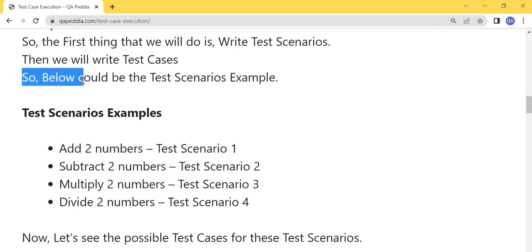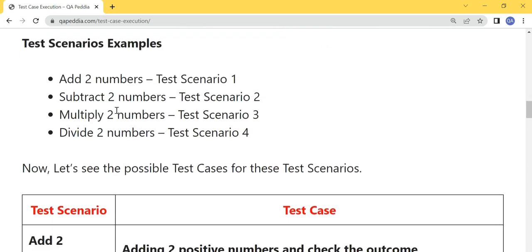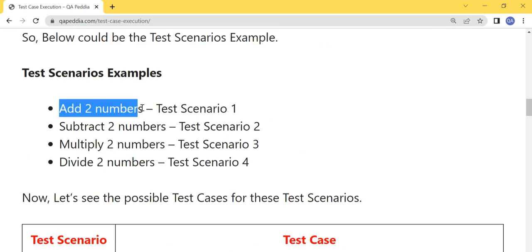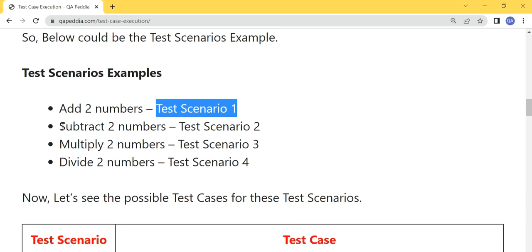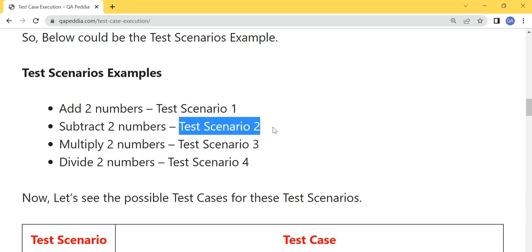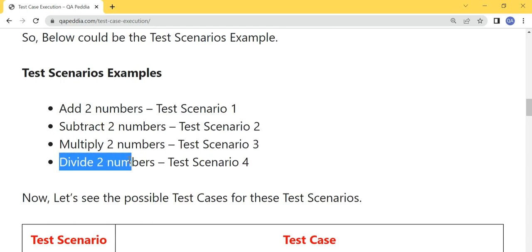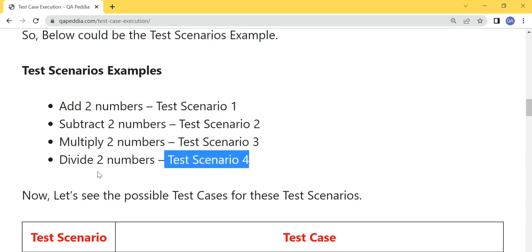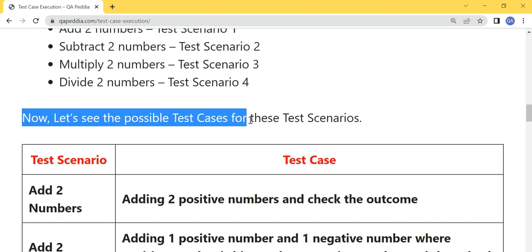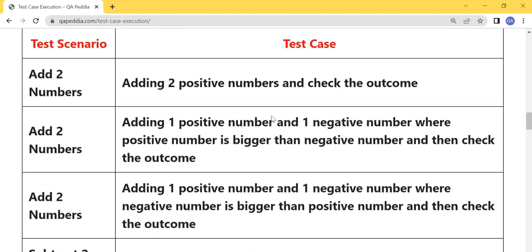Below could be the test scenarios example: add two numbers, test scenario 1; subtract two numbers, test scenario 2; multiply two numbers, test scenario 3; divide two numbers, test scenario 4. Now let's see the possible test cases for those test scenarios.